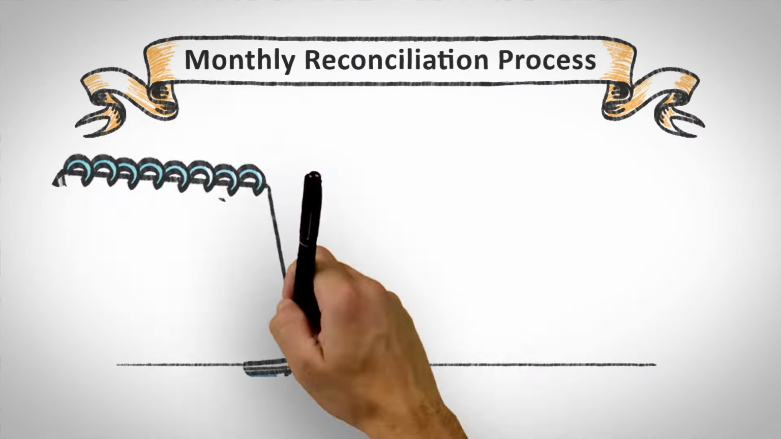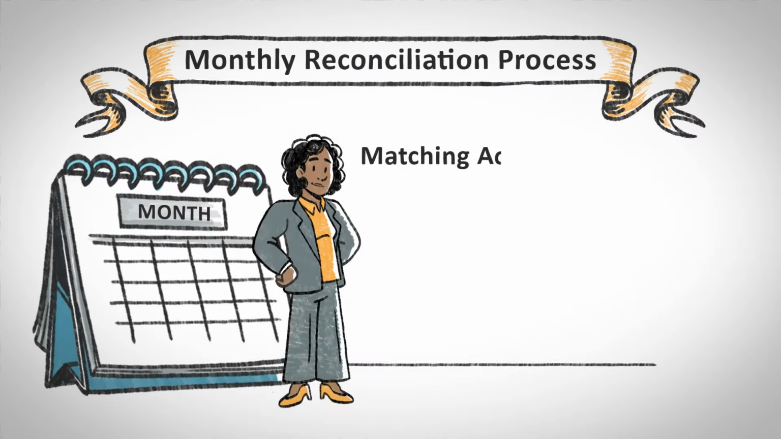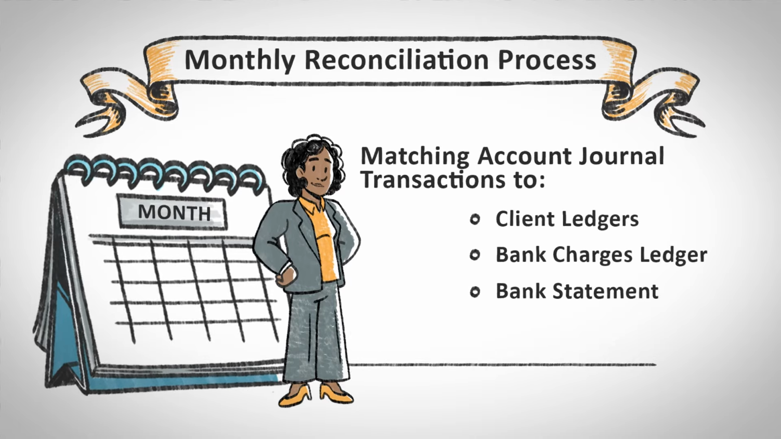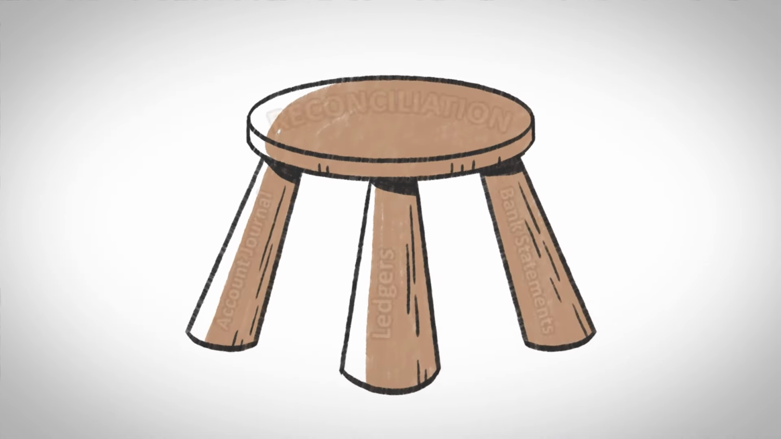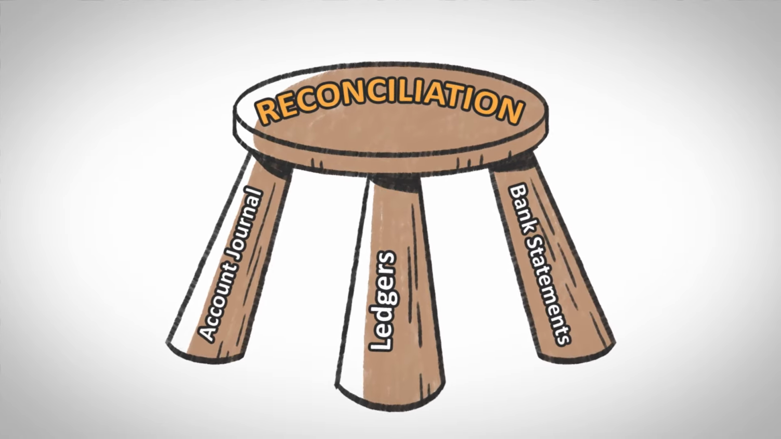As part of the monthly reconciliation process, you'll reconcile, or match, the account journal transactions to the client ledgers, bank charges ledger, and to the bank statement. For more in-depth information about trust account record keeping and reconciliations, you may take our Practical Trust Account Reconciliation course.